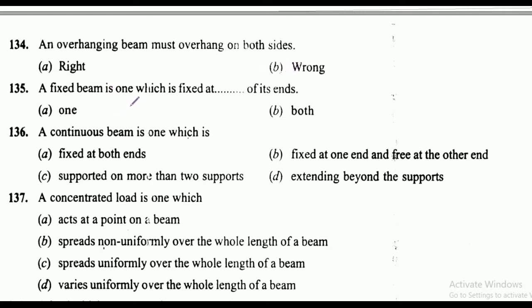Is it right or wrong? So here friends, correct answer is option A, that is it is right. An overhanging beam must be overhang on both the sides. So it is right here.